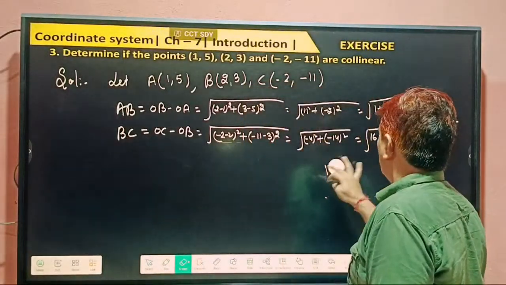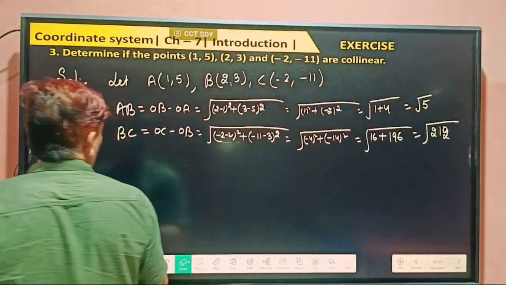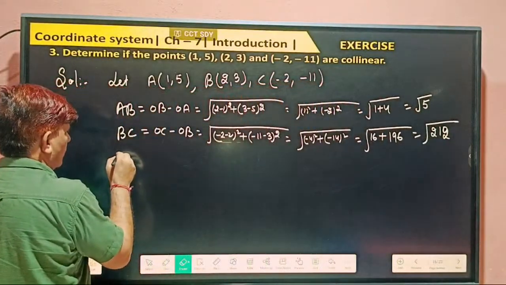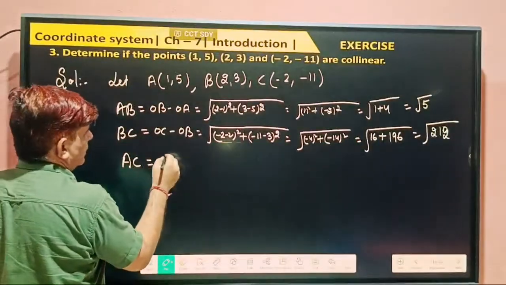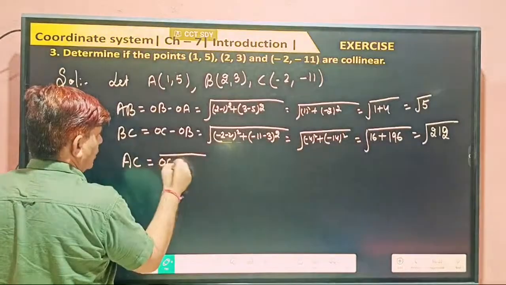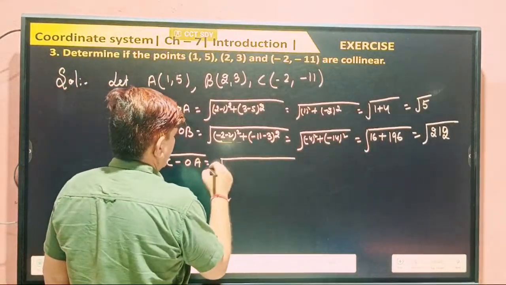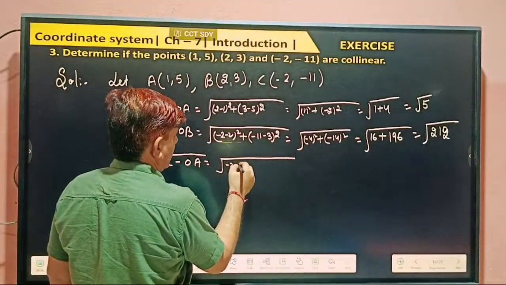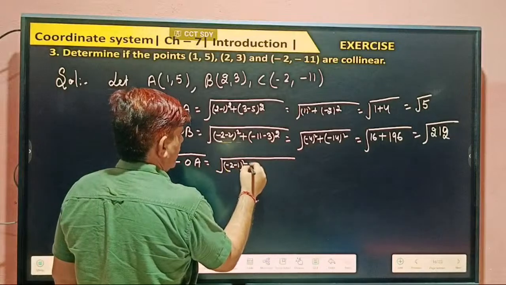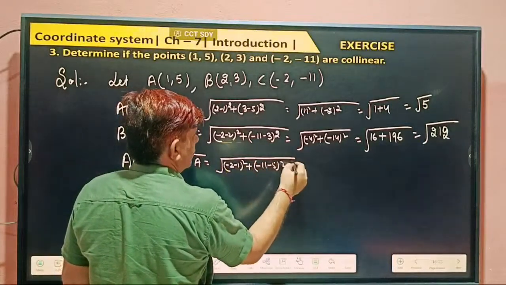Yes or no? AB, BC. Now what is AC? What we have to find out? AC. What is AC? OC minus OE. And this is equal to what? C is minus 2 minus 1 whole square plus minus 11 minus 5 whole square.